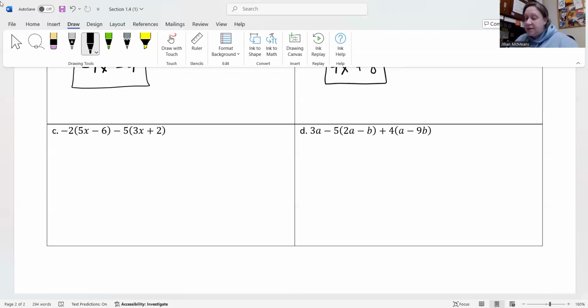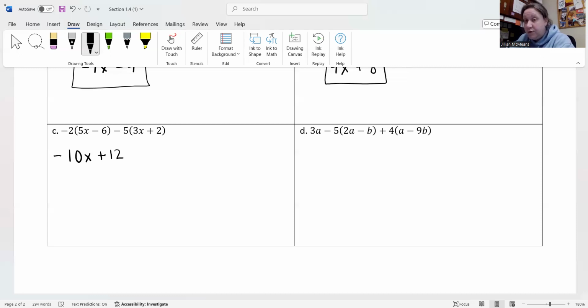So I'm going to go ahead and say, okay, negative 2 times 5x is definitely going to be negative. Positive and a negative is negative. 2 times 5 is 10. And then I just want to keep the x, okay? Negative 2 times negative 6, I'm multiplying two negatives. That makes this a positive. And 2 times 6 is 12.